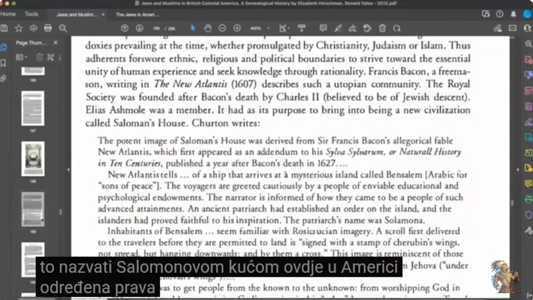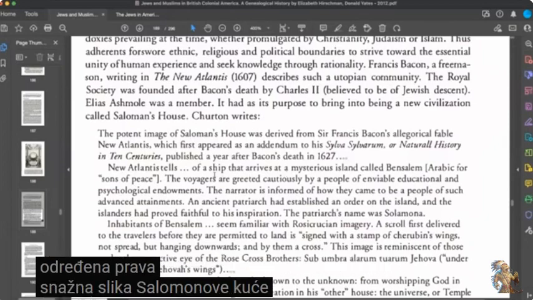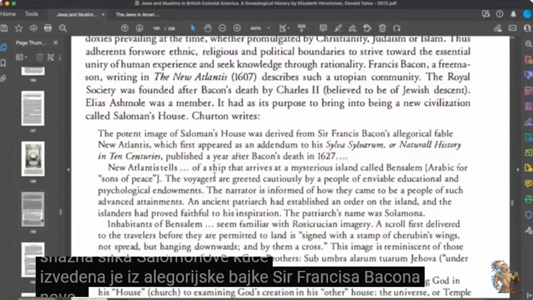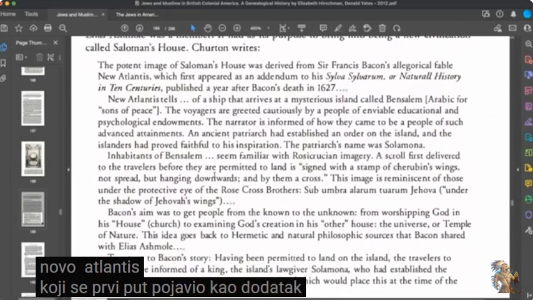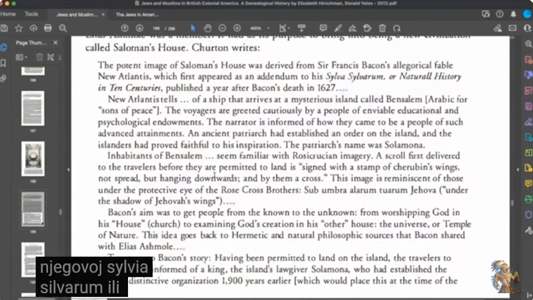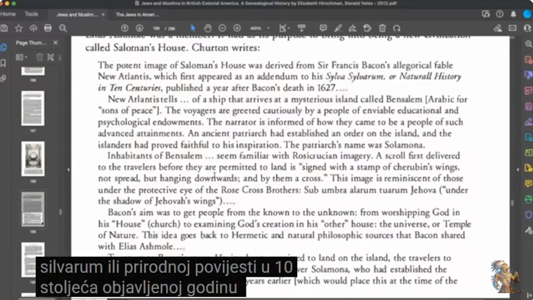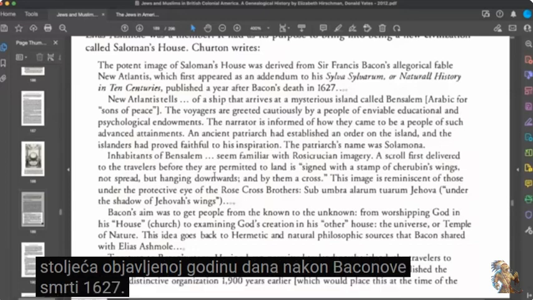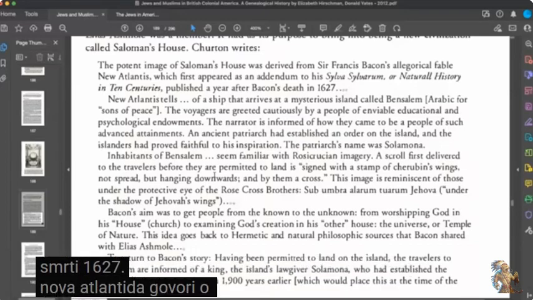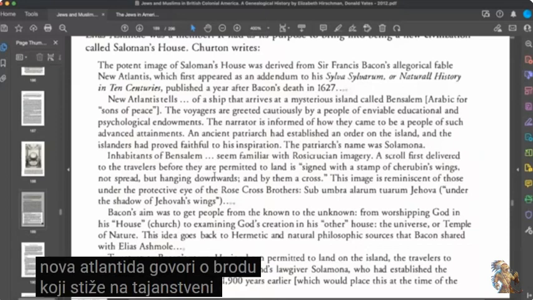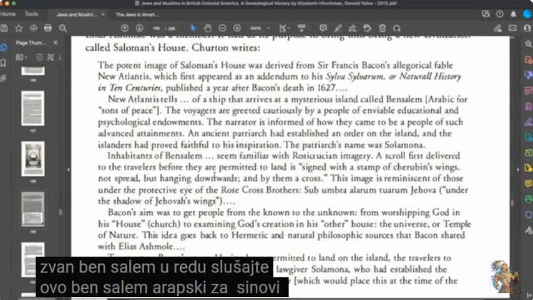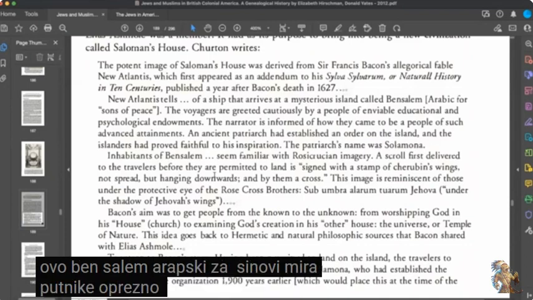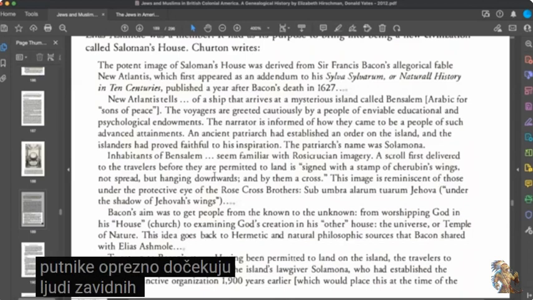Churton writes, the potent image of Solomon's House was derived from Sir Francis Bacon's allegorical fable, New Atlantis, which first appeared as an addendum to his Sylva Sylvarum, or Natural History in Ten Centuries, published a year after Bacon's death in 1627. New Atlantis tells of a ship that arrives at a mysterious island called Bensalem. All right, listen to this, Bensalem, Arabic for sons of peace. The voyagers are greeted cautiously by a people of enviable educational and psychological endowments.